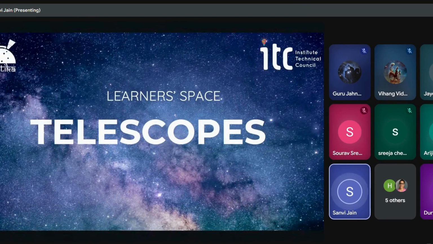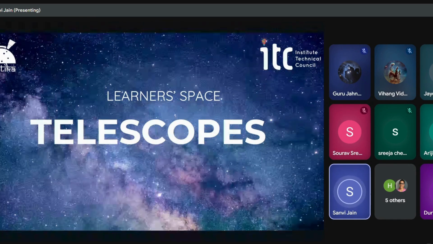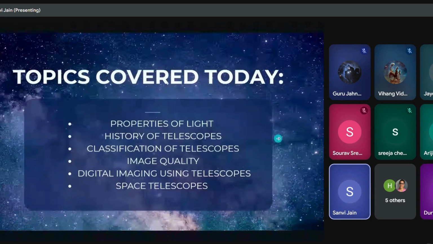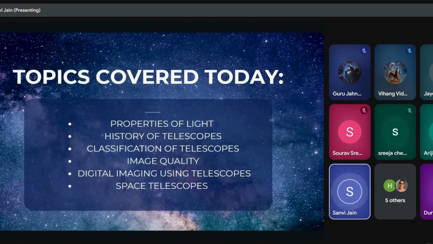Okay, so today we'll journey from the quantum dance of light to the engineering marvels that bring us face to face with the cosmos, the telescopes. The topics that we will cover today are properties of light, the history of telescopes, classification of these telescopes, image quality, digital imaging using telescopes, and space telescopes.